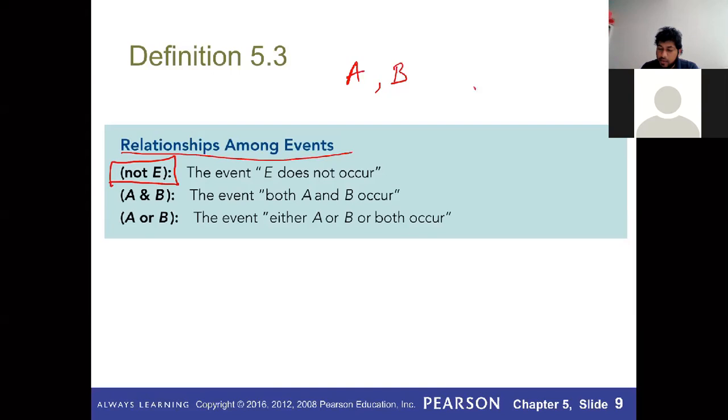If you have your sample space like this, your event is this. This is your event E. So not E means whatever is within this red color box in the sample space. This is your not E.